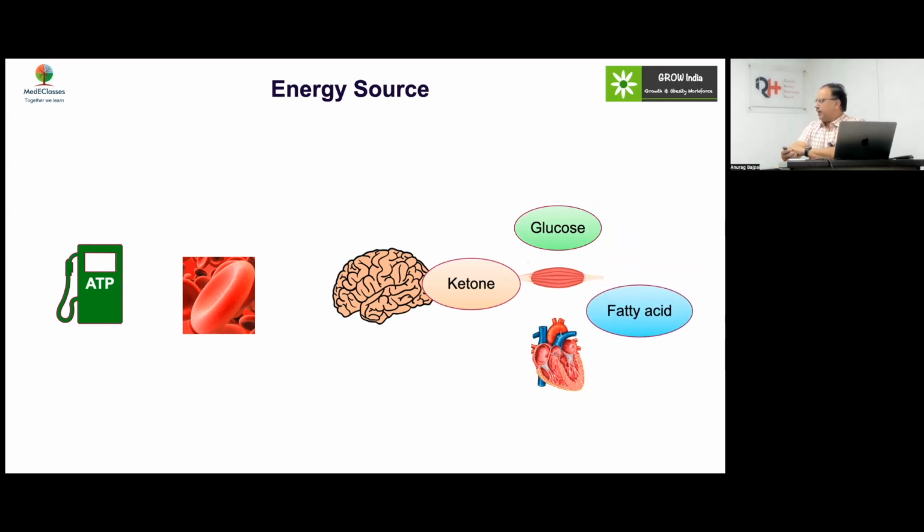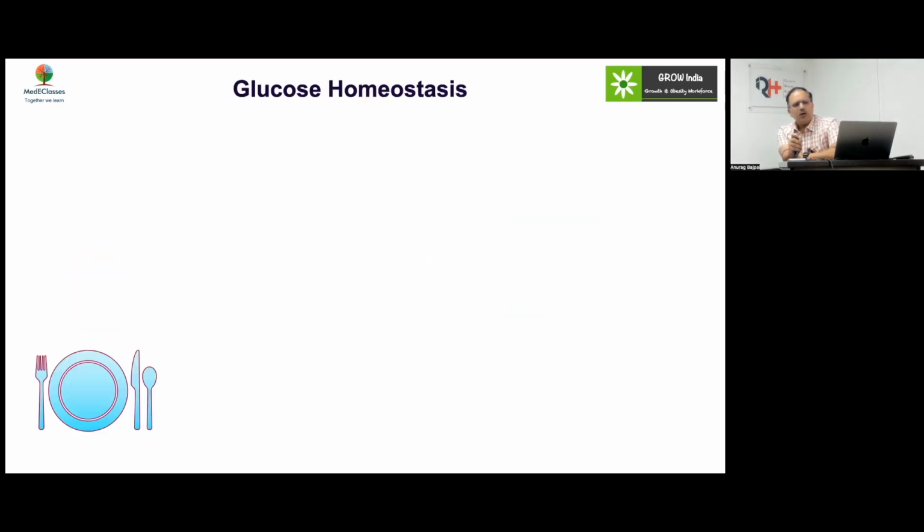Then we have fatty acids, which can also be used by the cardiac muscle, but to a lesser extent. The entire process of lipolysis produces fatty acids, and from the fatty acids you get ketones, which is responsible for providing fuel for the brain as well as the cardiac muscle. So what we are trying to say is that glucose by far is the most important because it provides energy to everybody.